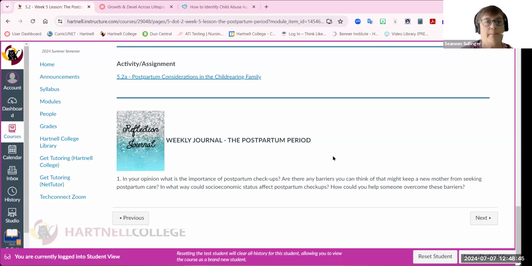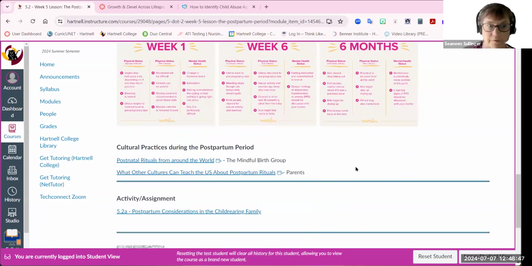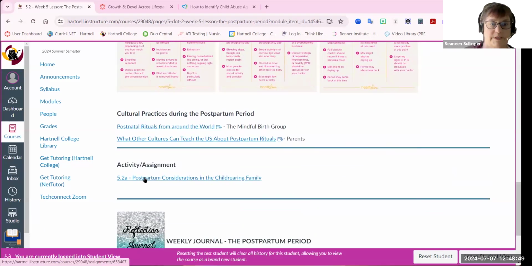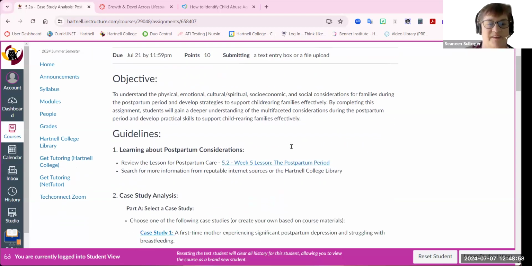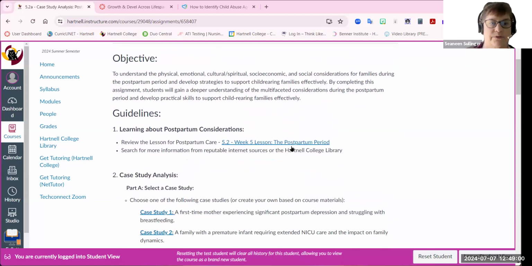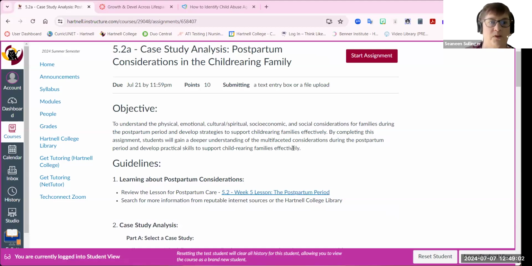And then your activity for postpartum considerations in the child rearing family, because now we're child rearing, we're taking care of our kids. And so there is a case study that you get to choose. So let me walk you through this. And this is due on the 21st. So you have 2 weeks to do this particular one, as well as the infancy one. The Padlet is due in the 1 week time frame.